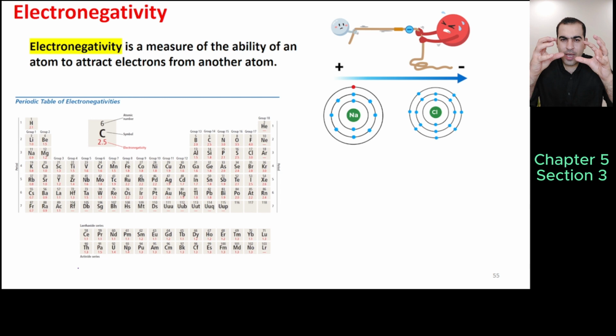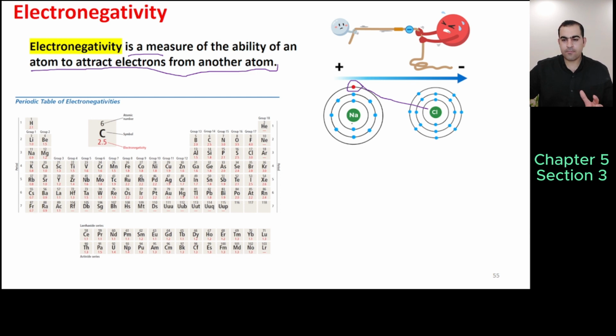When two atoms bond, one atom is going to attract an electron from another atom, and that atom is going to lose it. How does this happen? It is all about electronegativity. Electronegativity is a measure of the ability of an atom to attract electrons from another atom. We have two atoms, chlorine and sodium. Chlorine is going to attract the electron from sodium. When it becomes NaCl, salt, chlorine gains an electron and sodium loses it.